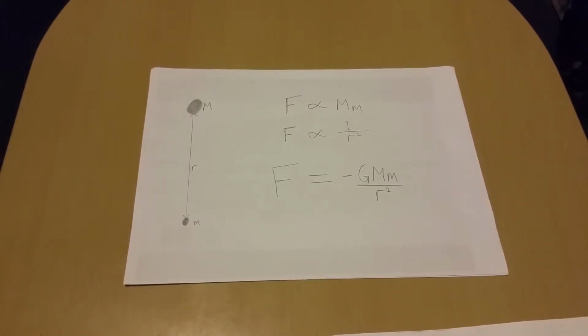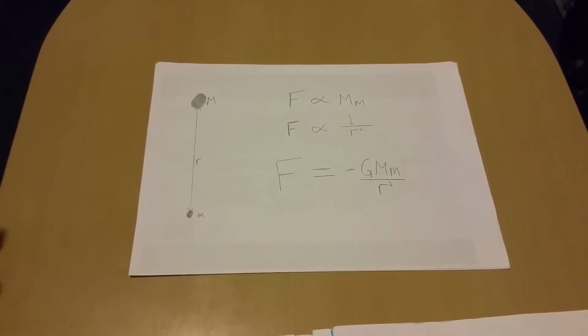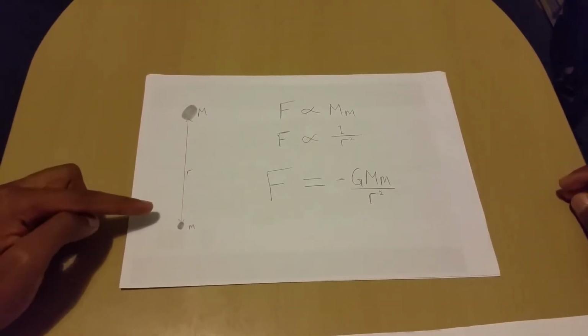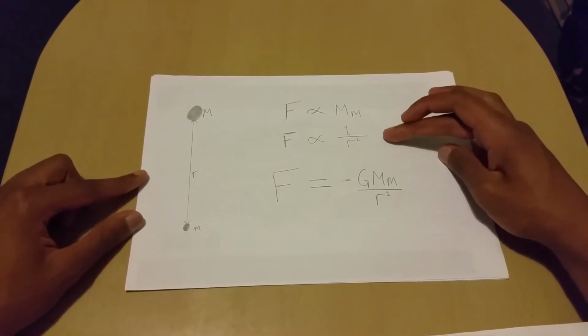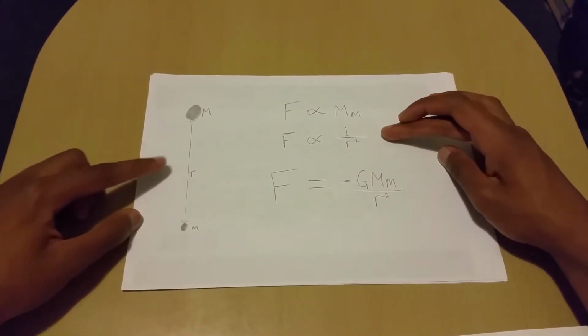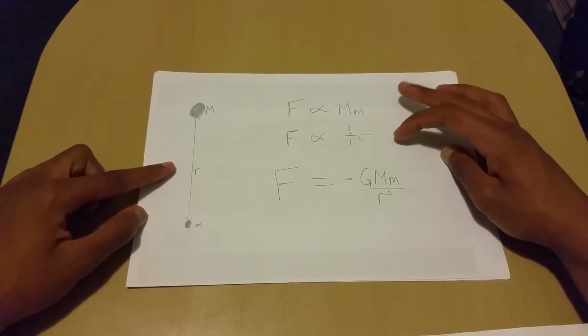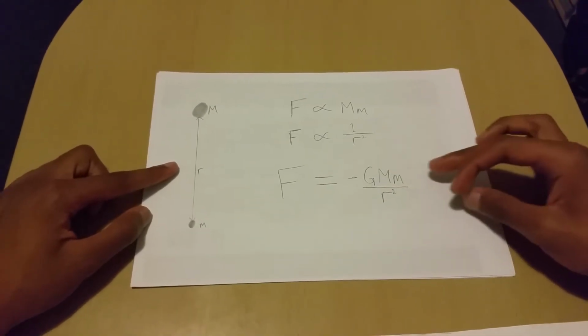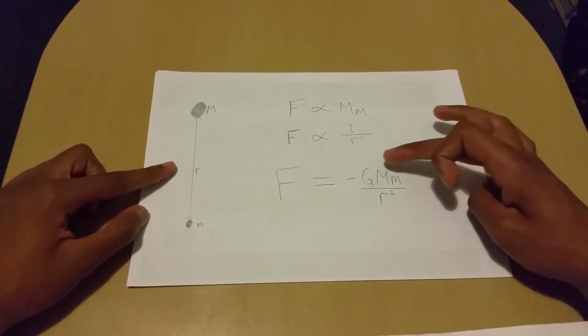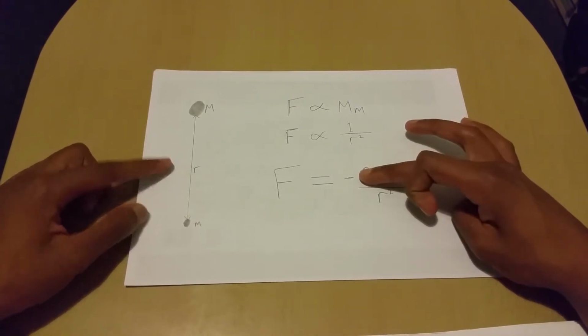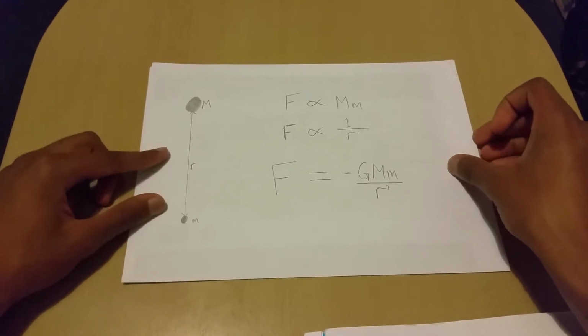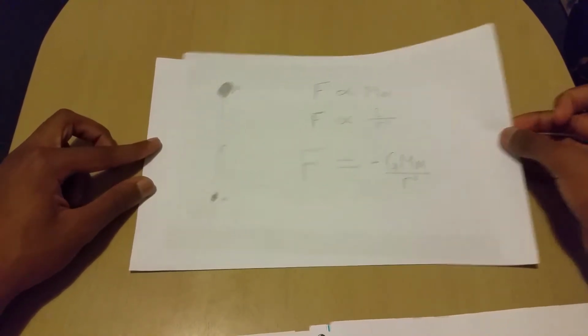Newton's law of gravitation states that the gravitational force of attraction between two bodies is directly proportional to the product of their masses and inversely proportional to the square of the distance between them. Putting these two relationships together, we get this lovely equation over here, where G is known as the gravitational constant, and the negative sign implies an attractive force between the two objects.